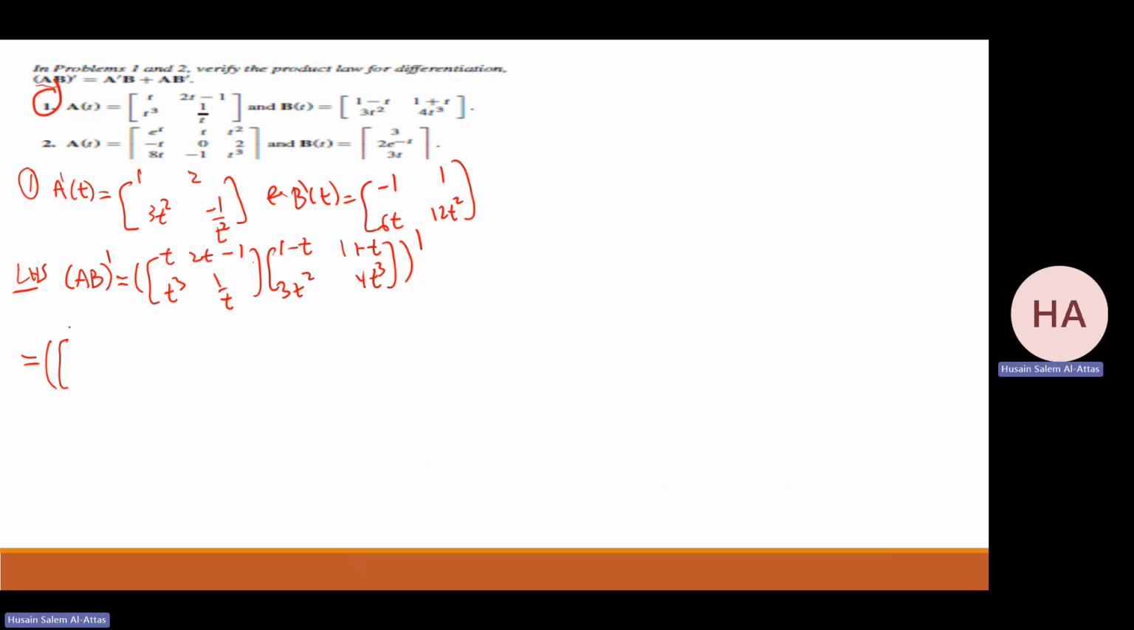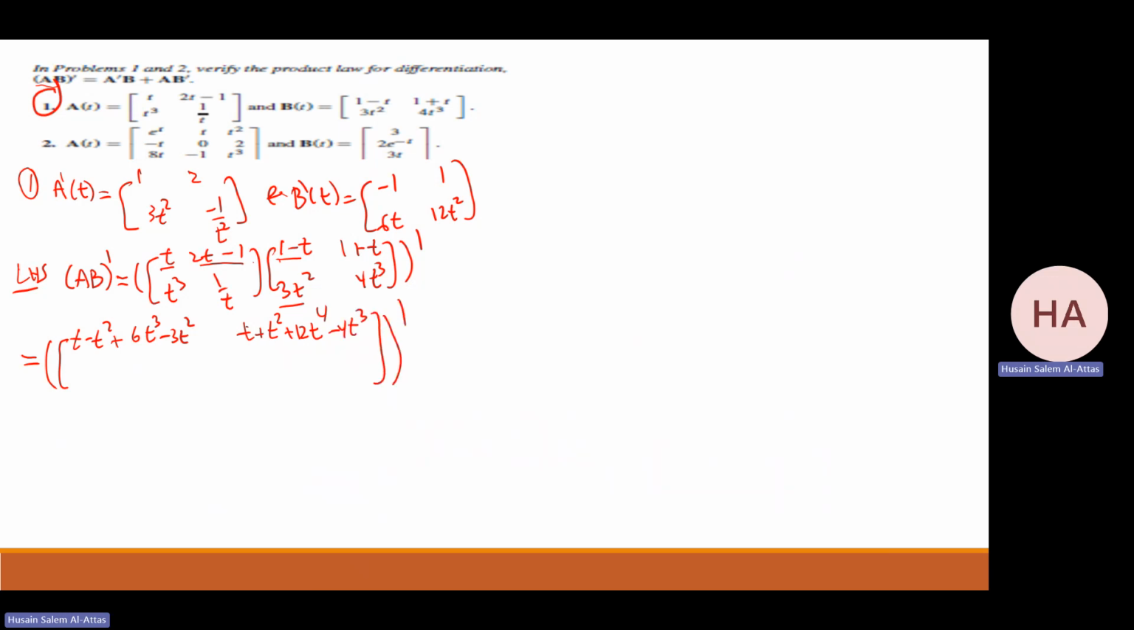t times 1 minus t, that is t minus t squared, sorry. Multiply this element by this element, and this element by this, plus 6t cubed minus 3t squared. Now multiply the first row by the second column. The result is t plus t squared plus 12t to the power 4 minus 4t cubed. After that, I will do the derivative.